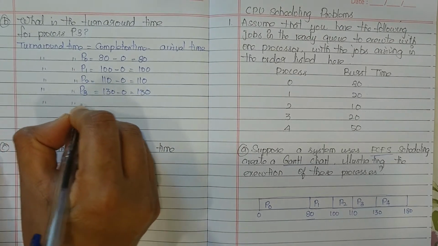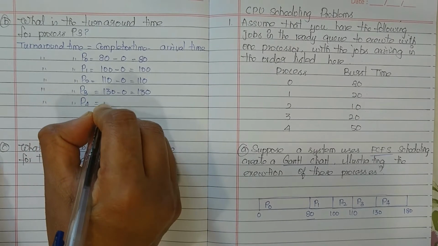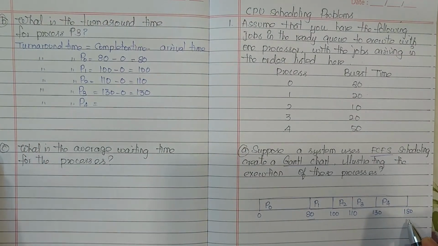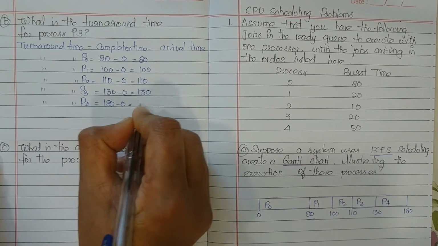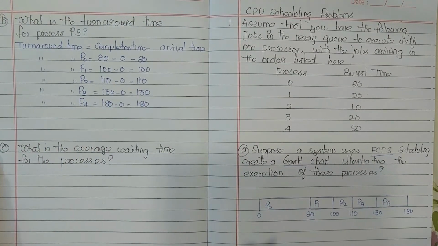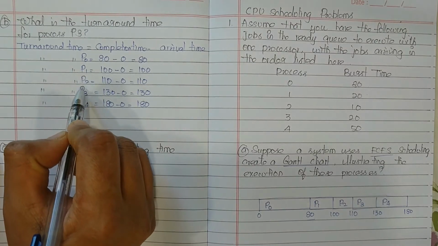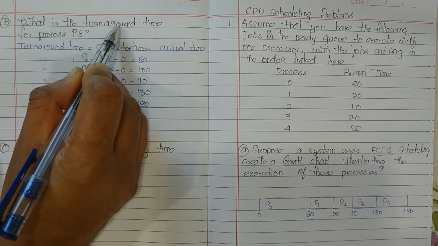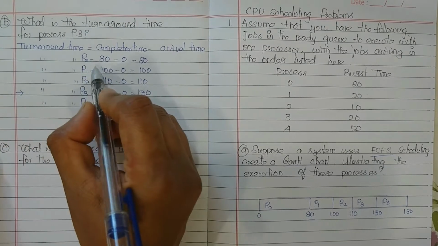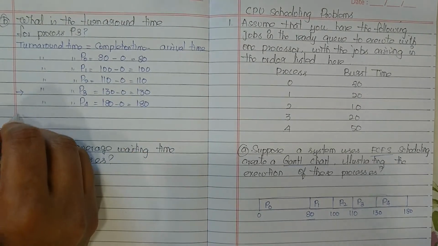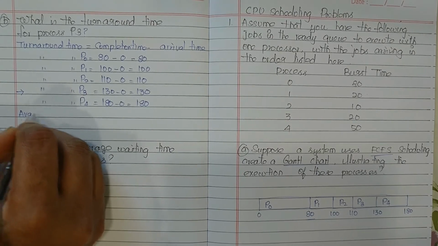Now turnaround time for P4, that's equal to the completion time of P4, which is 180, minus the arrival time, so it's still the same. So this is the turnaround time for each process. Actually the question asked the turnaround time for process 3, so this is the answer. But anyway, I'm explaining for all the processes and the average turnaround time.